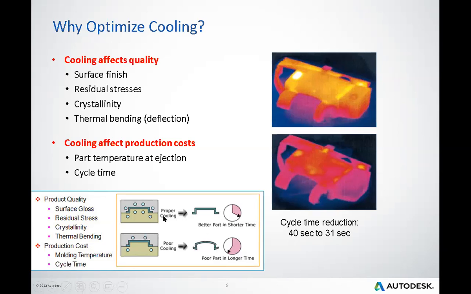But I want to emphasize this: proper cooling. If we do proper cooling, we will get a better part in shorter time. If we do poor cooling, we get a poor part in longer time. We can see the difference in the picture. On the right side, we have the cycle time reduction from 40 seconds to 31 seconds, so we can reduce about 9 seconds per piece. That's quite an effective amount.